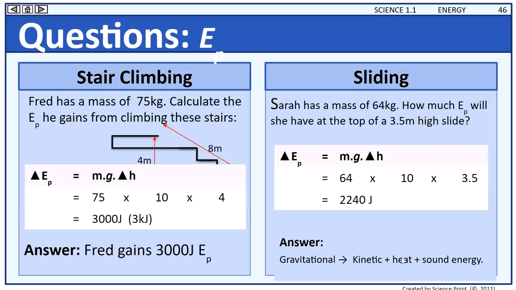If you've ever been on one of those metal slides and it kind of sticks to you, it can get a bit hot if you go down fast because of friction, and sound energy. There might be a little bit of rustling kind of sound. So that relationship, that transformation of energy from gravitational to kinetic is important, and we'll discuss it briefly later.